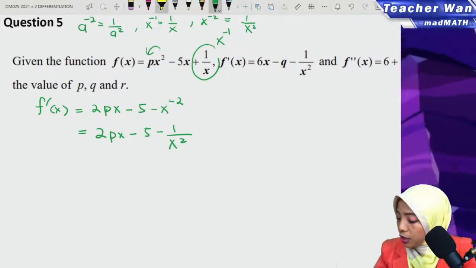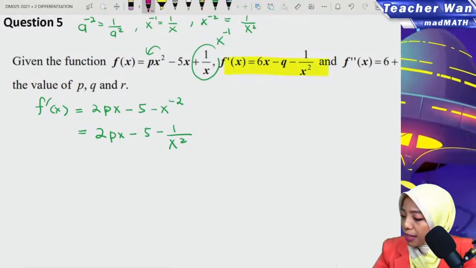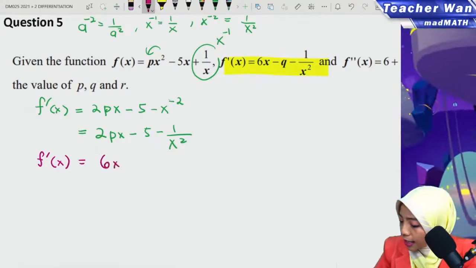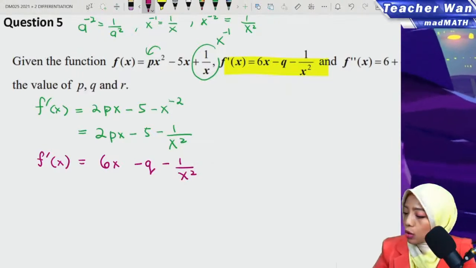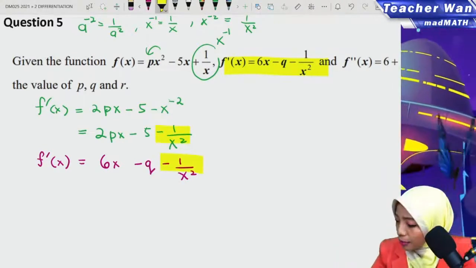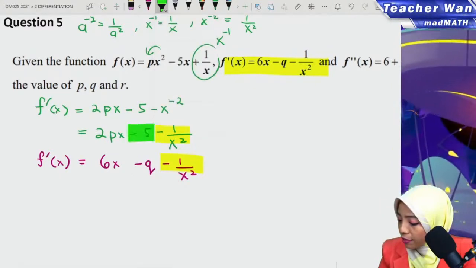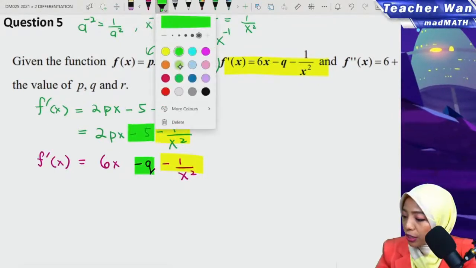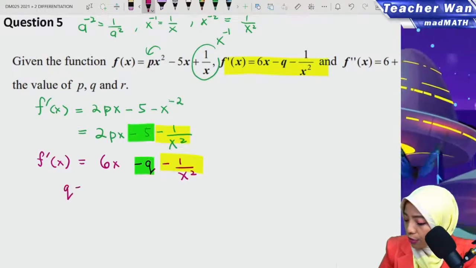So now we are comparing with the function given to us here. f prime x, I write side by side: 6x minus q minus 1 over x squared. So we compare one by one. This equals to this. Settle. But this one, negative 5, negative q. Since both are negative, it becomes q equals to 5. Right?